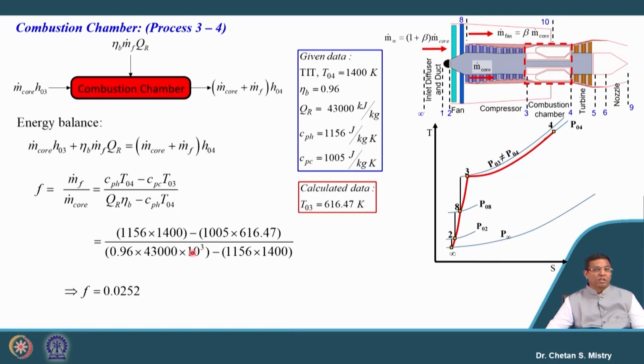Okay. Again, let me repeat here, be careful what units we put for Cp; it should be in joule per kg Kelvin. In the same way, the calorific value also you need to put in terms of joule per kg. If you make a mistake here, then it will give you a wrong value of fuel air ratio.